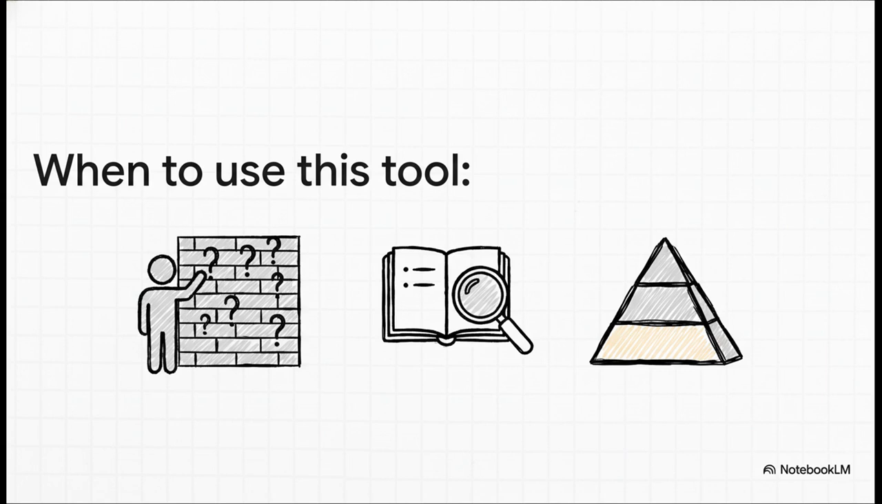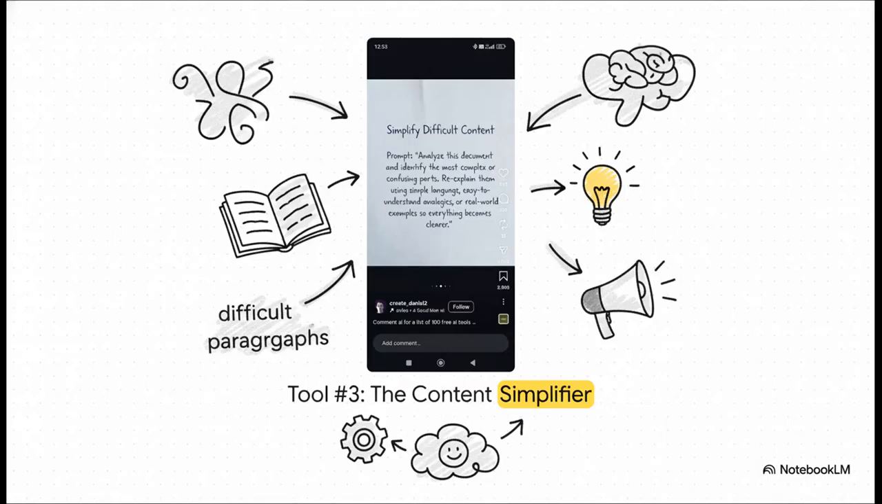Or, here's a pro tip, run it after you've read something once, just to make absolutely sure you didn't miss any of those core foundational concepts. But what about those paragraphs that are just impossible, right? You read them 3 times and still have no idea what they're saying. For that, we have tool number 3, the Content Simplifier. Its entire job is to translate the difficult into something you can actually digest.